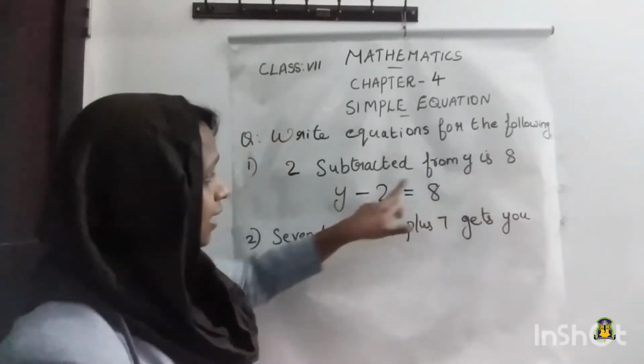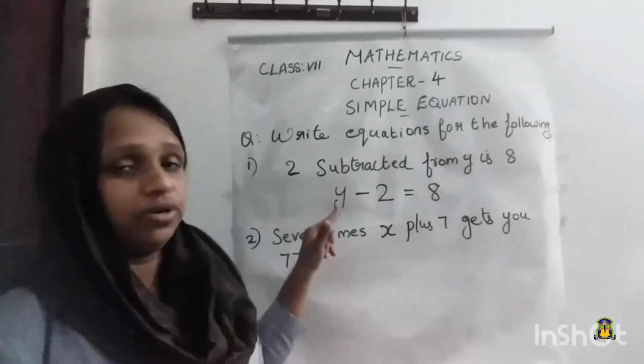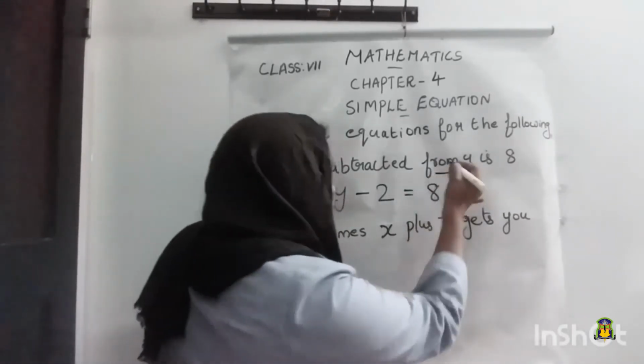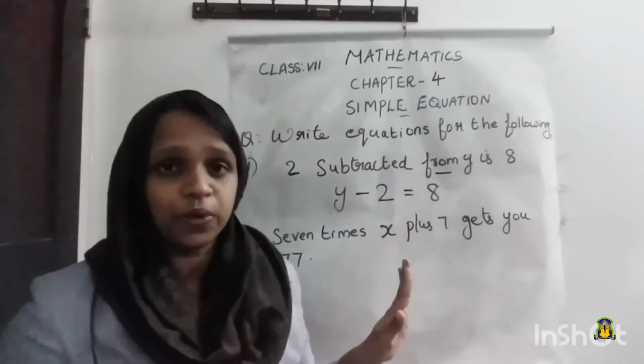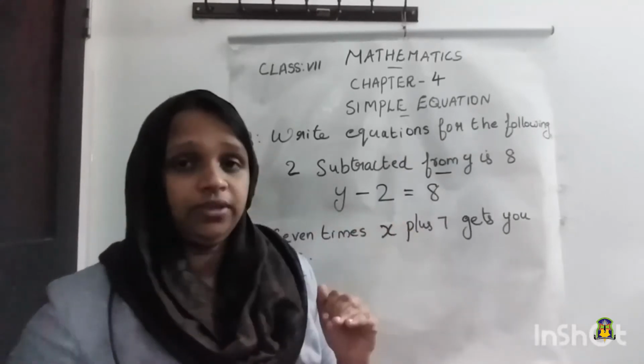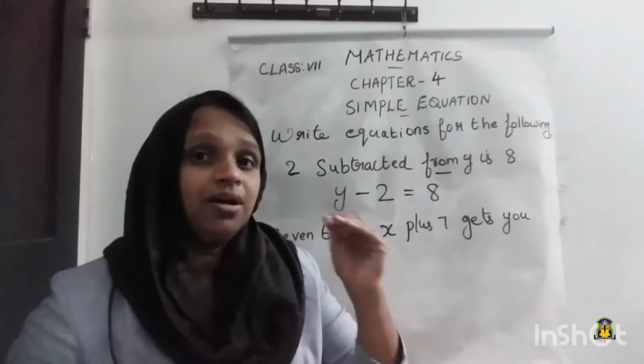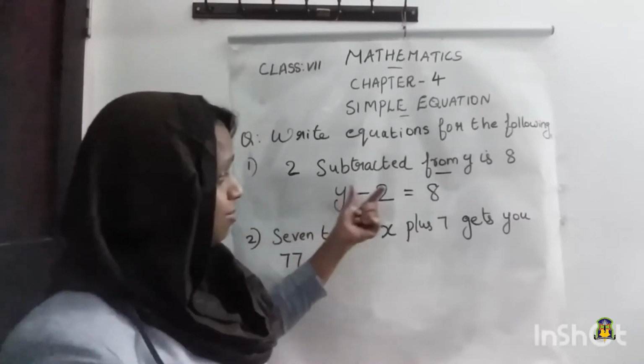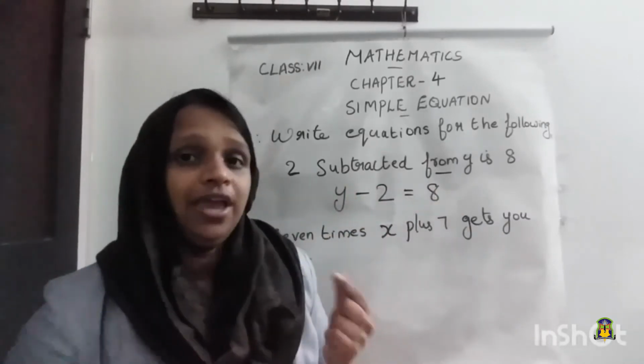That means, see, from y you want to write first. This word "from" is very important. Simply don't write 2 minus y, because here it is from y. So we want to start from y. So y minus 2 equal to 8.